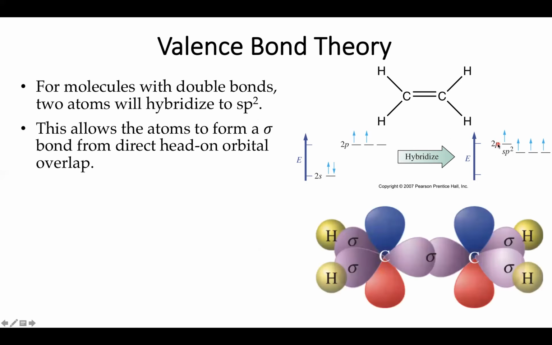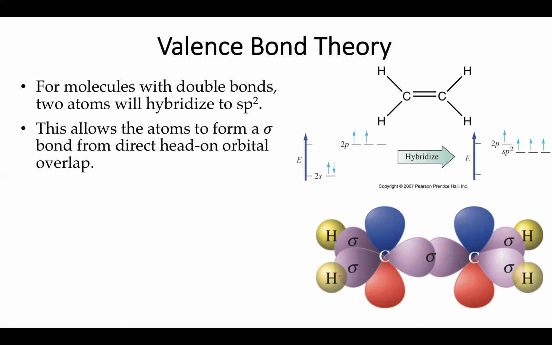Now, my sp2 orbitals are going to go ahead and mix, and I've got 1 electron in each. They'll overlap with a partially occupied orbital on an adjacent atom. So for the hydrogen atoms, this is going to make a sigma bond, which is a way of talking about a direct head-on overlap in between 2 orbitals. In this case, an sp2 orbital and an s orbital.